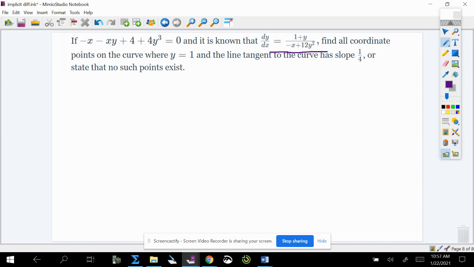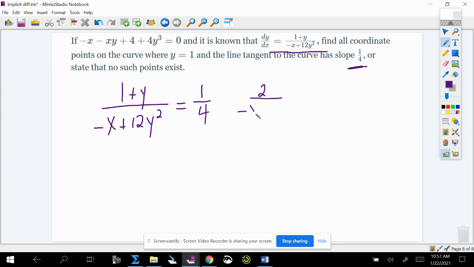So you already know the derivative is 1 plus y over negative x plus 12y squared. And you want that derivative to equal 1/4 because that's the slope they're giving you. And further than that, you also want your y value to be 1, so you can replace all your y's with 1. When you do that, you end up with a numerator that's 2 over negative x plus 12 times 1 squared, which is just 12, equals 1/4.